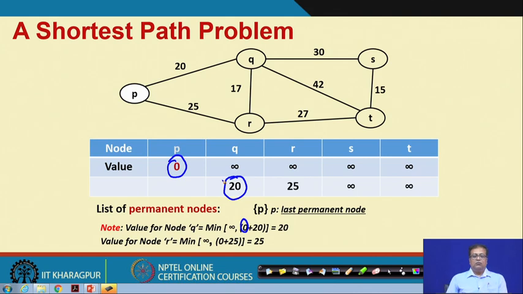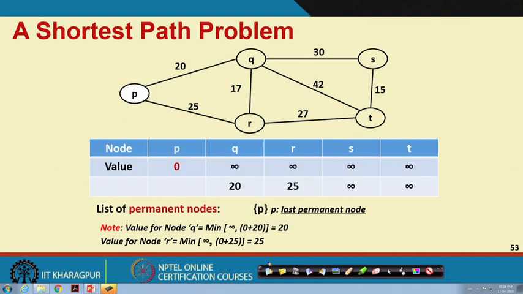All right. So you can easily know what will be the value for R: it will be the minimum of infinity and 0, that is this 0, plus 25, this 25 is here. So this should be 25. So this 25 is obtained. Is it all right? This is a very simple calculation really. Like this we compute from the last permanent node, whatever nodes we can reach, we actually highlight them.